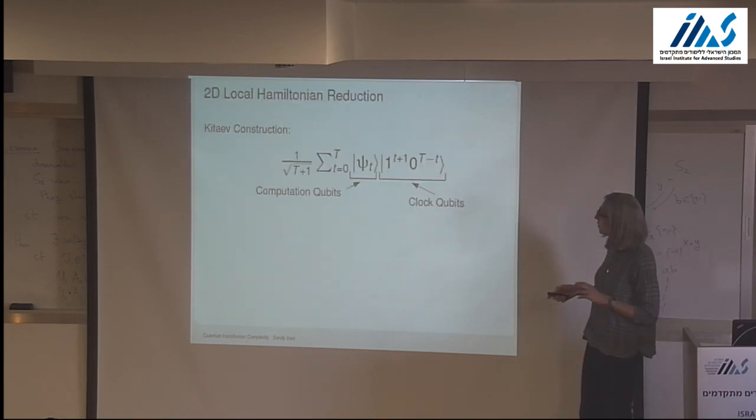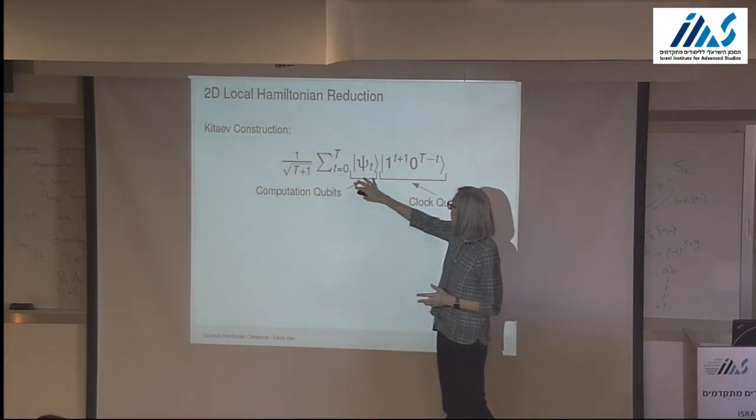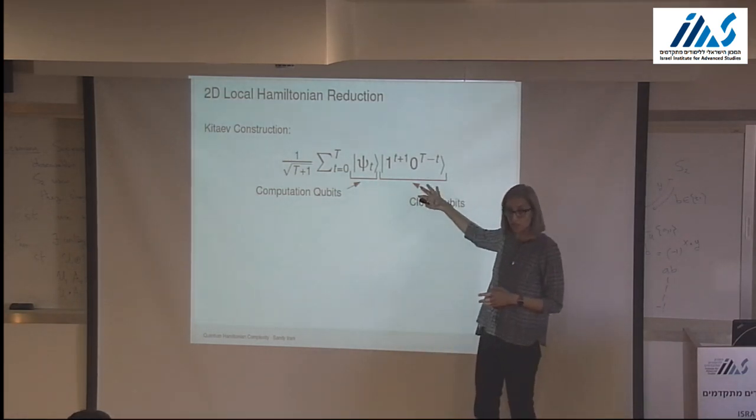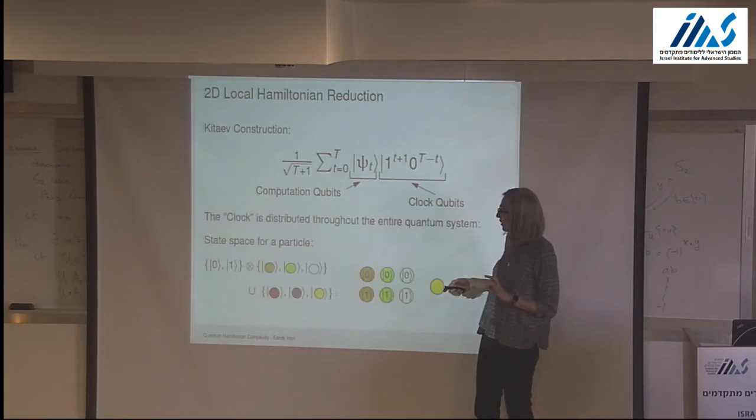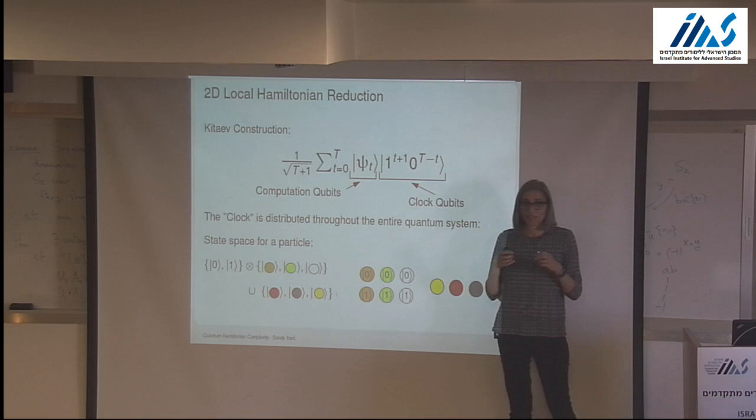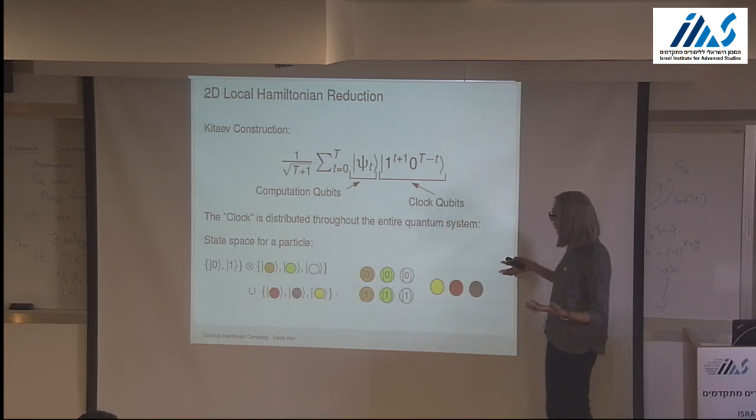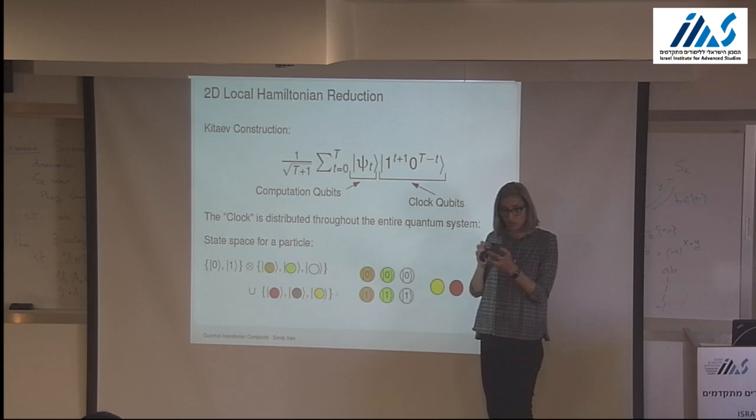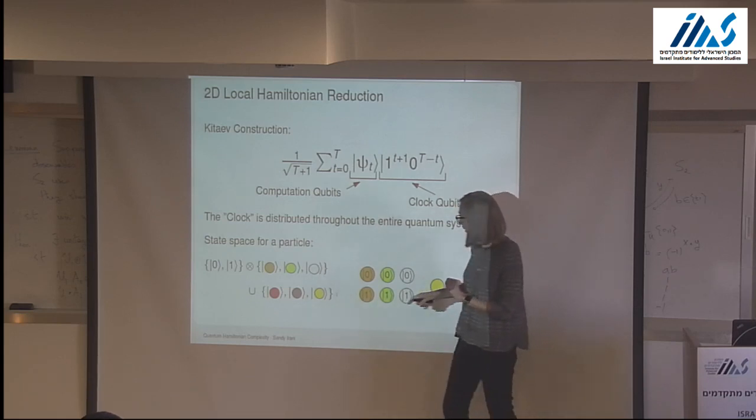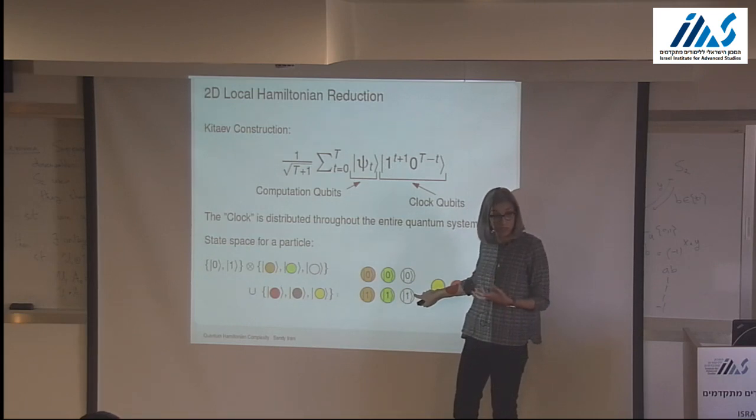Okay. So the idea is, in this Kitaev construction, we have this computation register and this clock register. And we don't really worry about where they're located. So instead, what we're going to do is take the clock space and distribute it throughout the computation space. Okay? So now a particle is a d-dimensional object. It has the ability to encode a qubit, and this would be part of the computation.